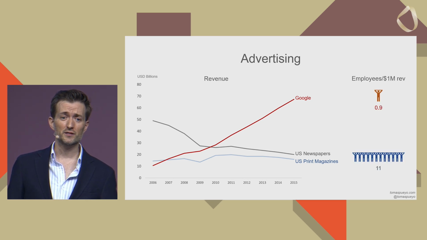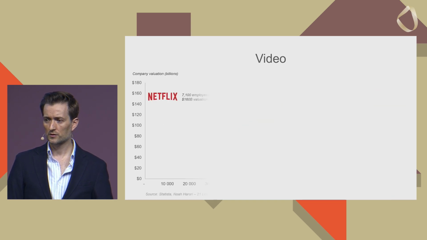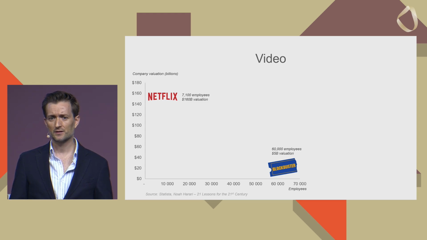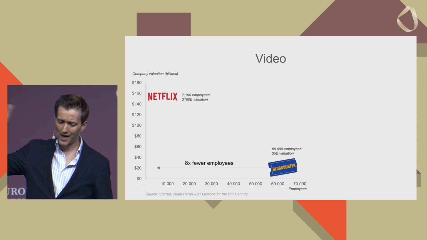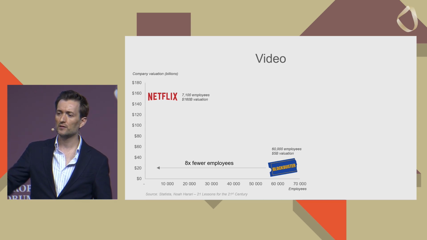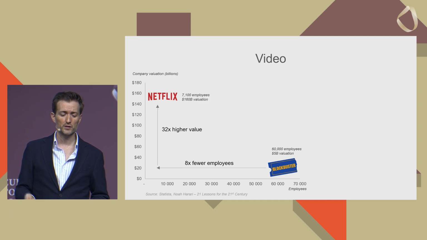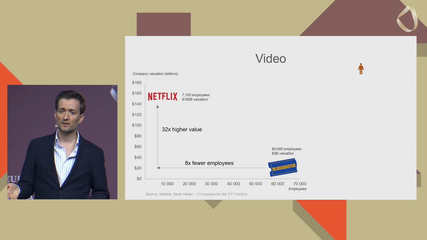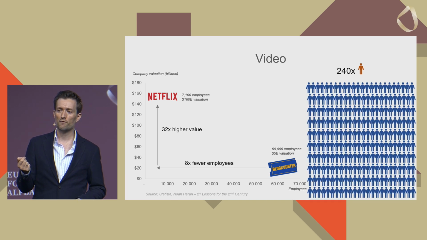But for every $1 million that each one of these make, newspapers and magazines employ 11 people, and Google employs 0.9. So it has 12 times fewer employees per dollar than traditional industries. Blockbuster and Netflix is an even better example. You have 8 times fewer. At the height of Blockbuster, they had 60,000 employees and a $5 billion valuation. Netflix has 8 times fewer people and was worth, a couple of years ago, 32 times more, which means that per dollar, for each employee that Netflix had, Blockbuster had 240.